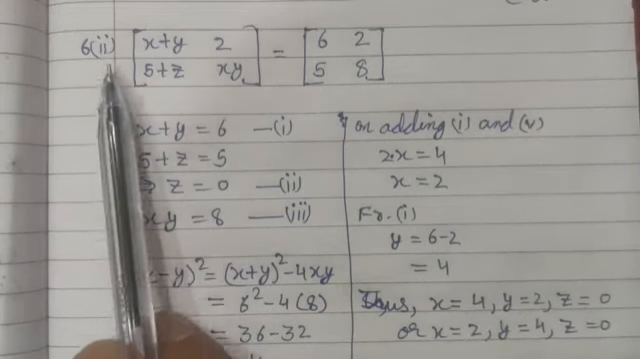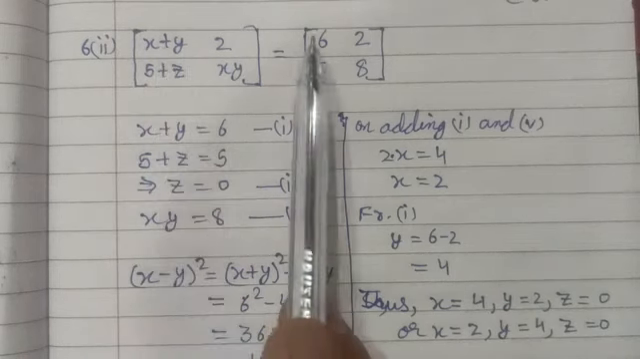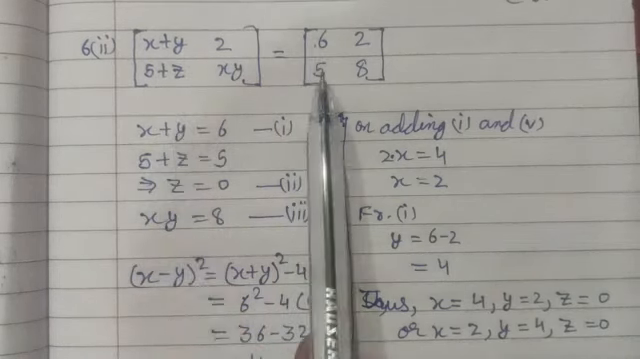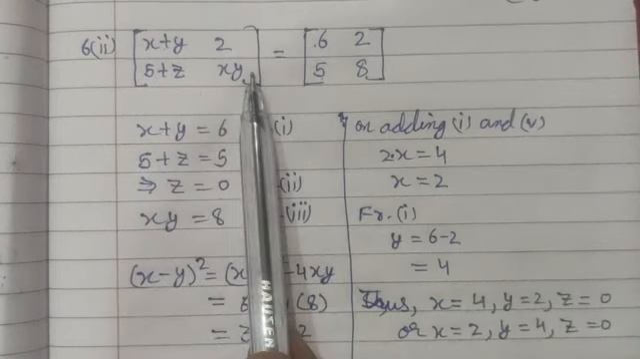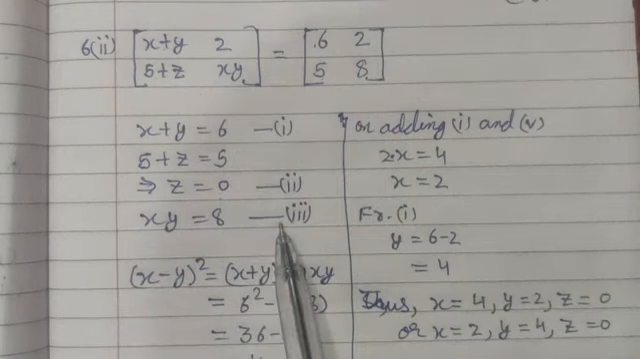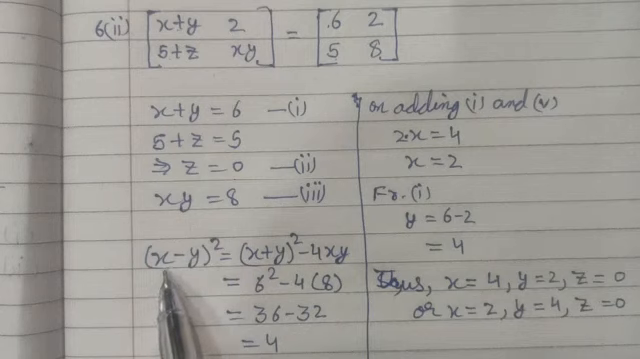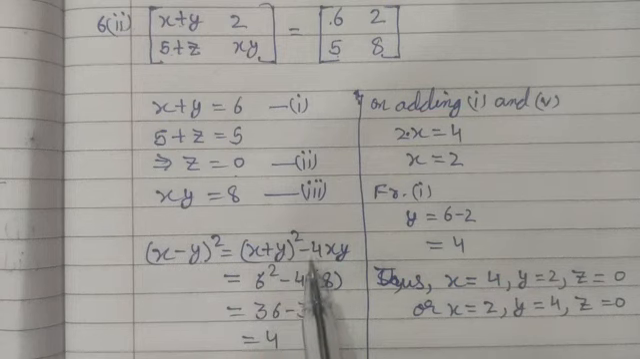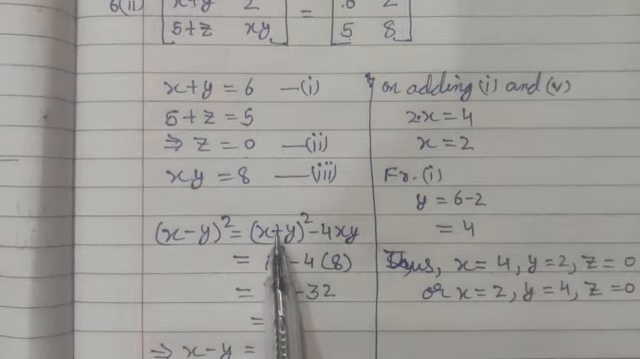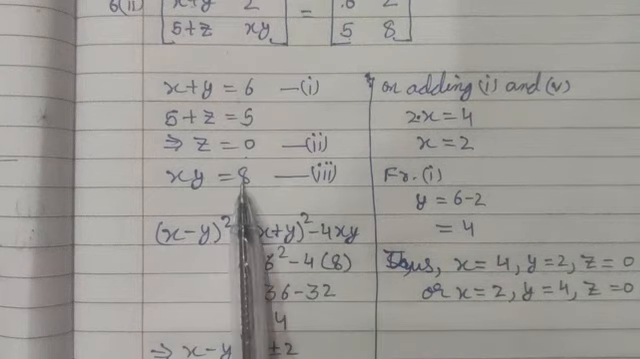Here is the second part of question number 6, which I have solved. Now x plus y equal to 6, 5 plus z equal to 5, and from that we are getting z equal to 0. xy equal to 8. Now here x plus y and xy are given to us, so we can find the value of x minus y from the formula (x minus y) square equal to (x plus y) whole square minus 4xy. Now the value of x plus y was 6 and the value of xy is 8.